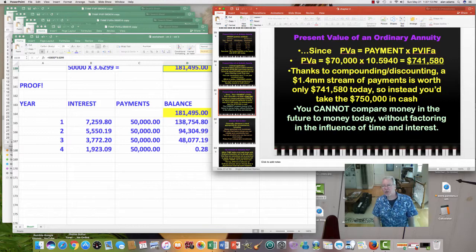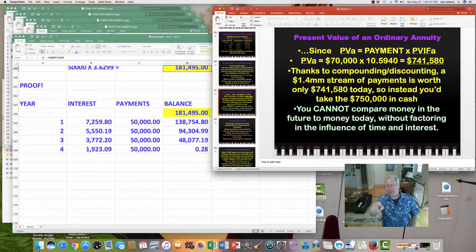That equals 741,580. Okay, so if you discount that 1.4 million stream of payments, it's only worth 741,580 today. Therefore, now that you can compare the two of them, they're on the same playing field, you'd say, I'm going to pick the higher of the two numbers. That's $750,000 in cash. You would take the cash.